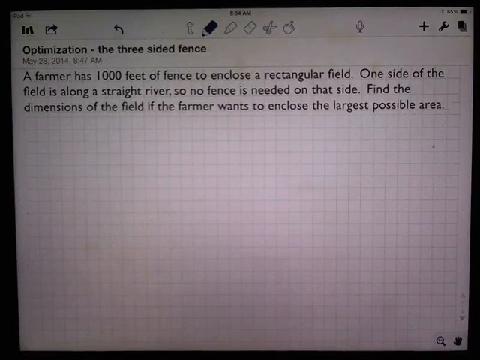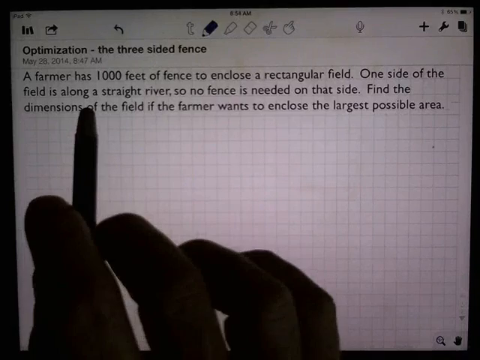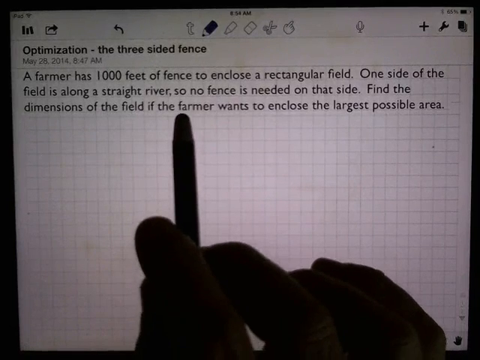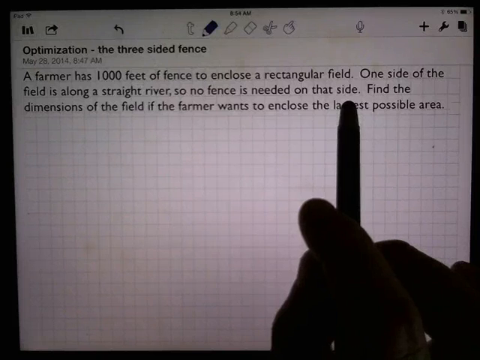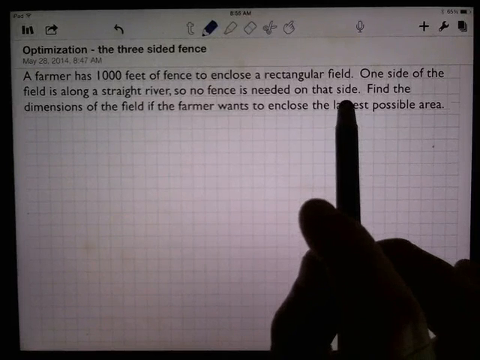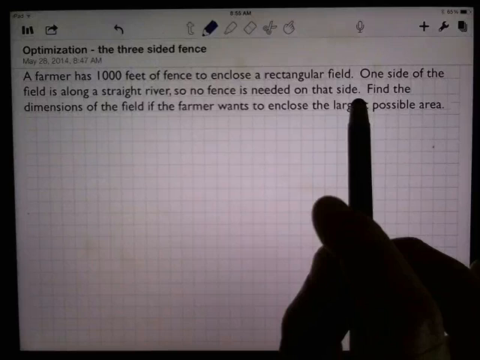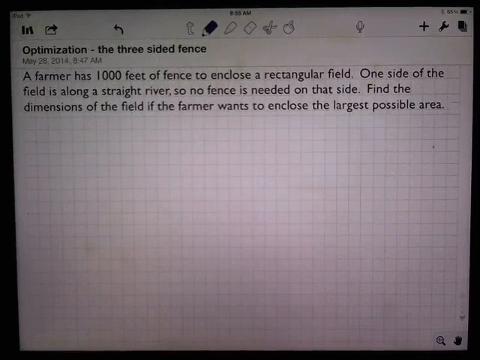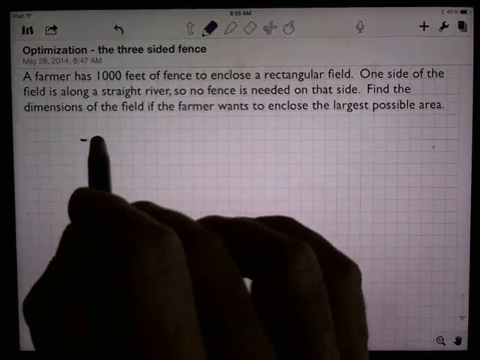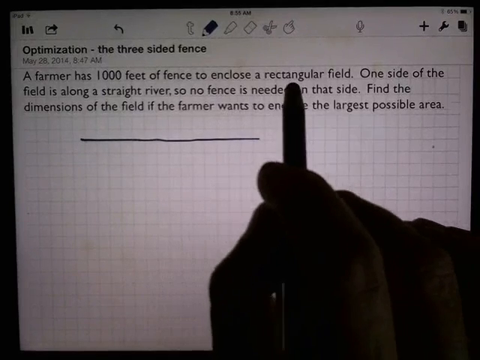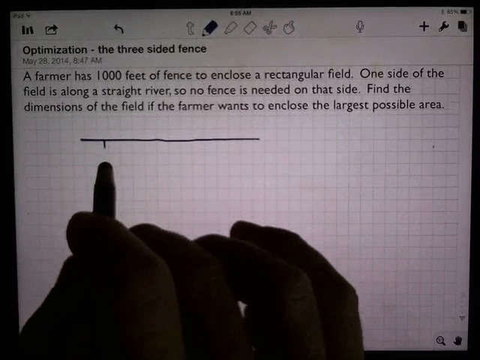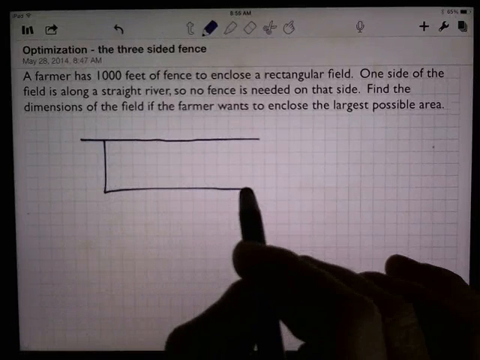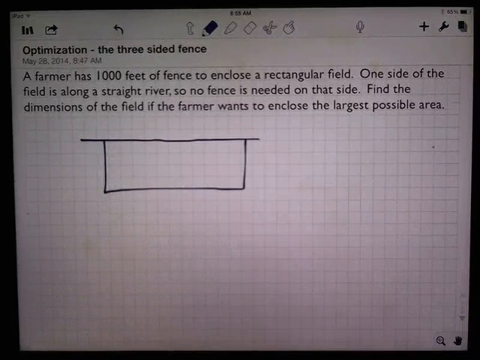The farmer's got 1,000 feet of fence to enclose a rectangular field. One side of the field is along a straight river, so no fence is needed on that side. He's probably herding, trying to keep in cats or something. He knows they won't swim out in the river. Anyway, find the dimensions of the field if the farmer wants to enclose the largest possible area. Okay, so we got the river on one side, and it's a rectangular field, so there's going to be fence on the other sides. Okay.